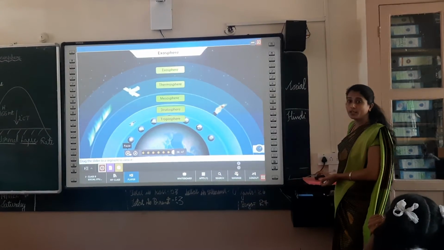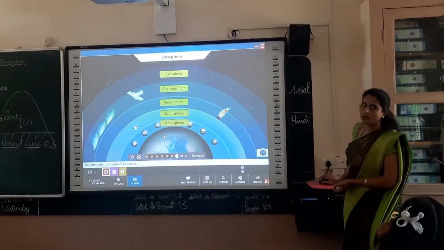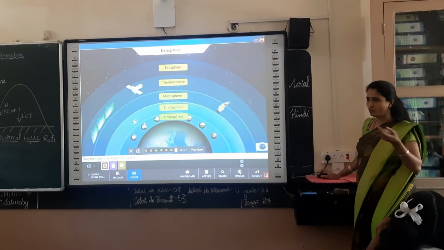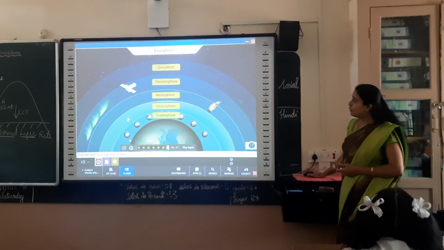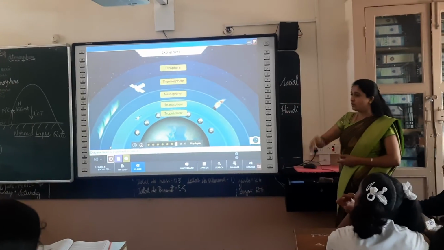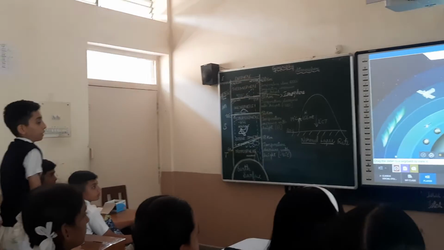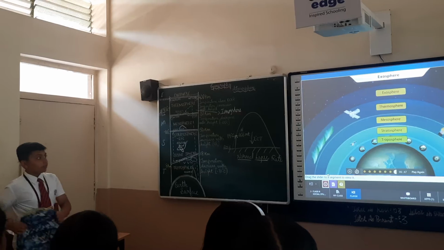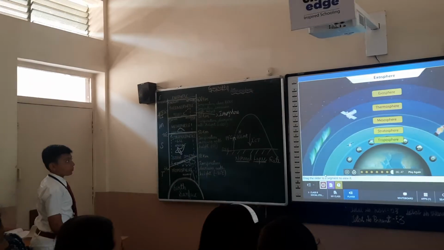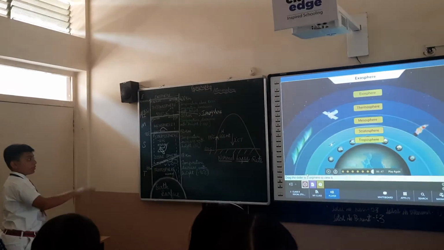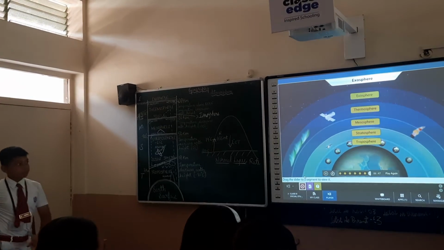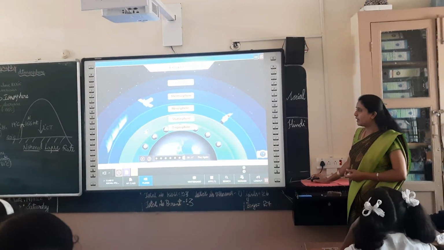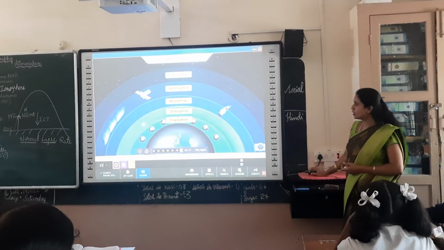Did you understand, children? Yes. Which is the lowest layer? Troposphere. Then the second layer? Stratosphere. In the stratosphere we can see the flying of aeroplanes. What may be the reason for that? Why can we see the movement of flights in the stratosphere? Because there are no clouds. So there is free movement of flights. Hence we can see the movement of flights in the stratosphere.